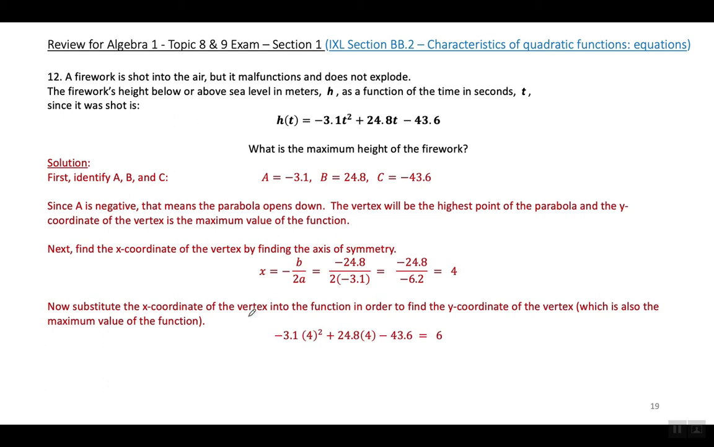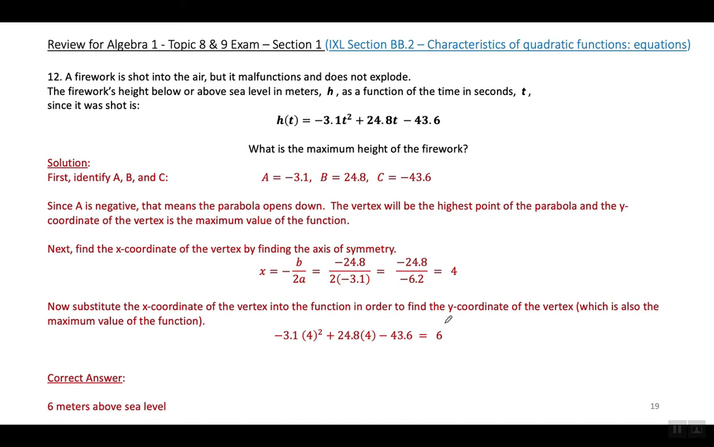When I plug the 4 into the function, I should have put h of 4 here and I didn't. h of 4 equals, all right, I'm plugging in a 4 wherever you see t. When you work it out, you get 6. Is 6 positive or negative? I know, stupid question, but why am I asking it? Because if it's positive, that means above sea level, and if it's negative, that means below sea level. So the answer here is 6 meters above sea level.